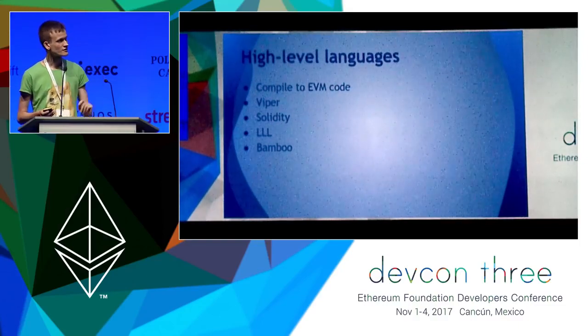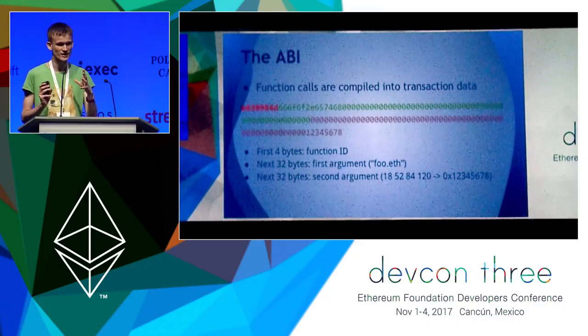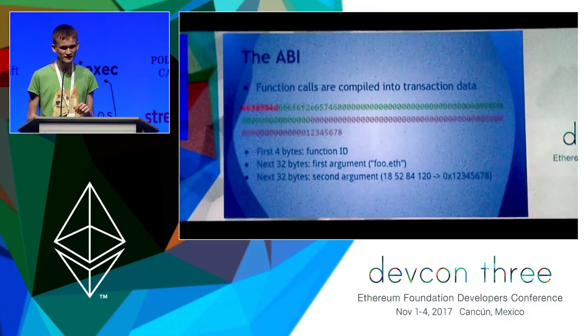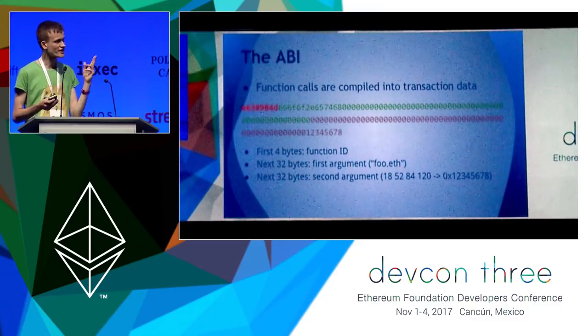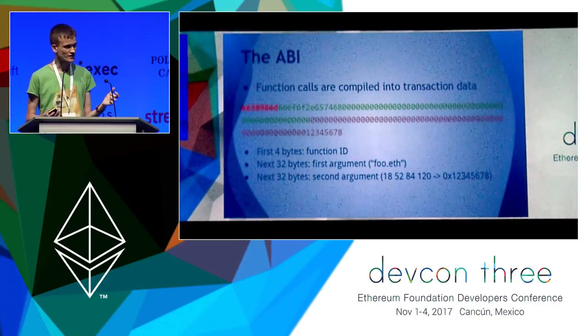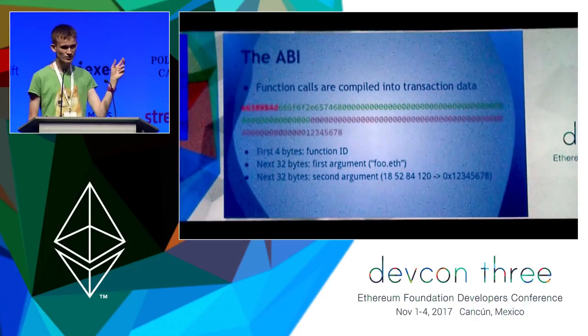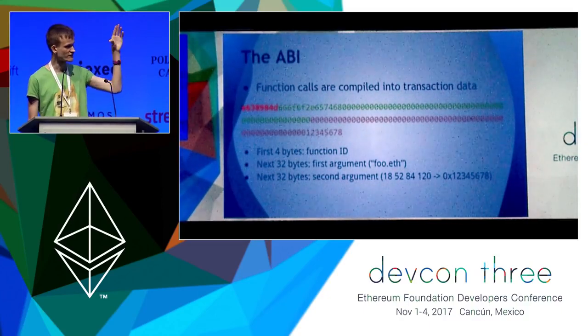So the ABI. This is the way that function calls get compiled or encoded into transaction data. If you're making a function call, what it's actually doing is creating a transaction, and the transaction has data which is specified in this format, right?